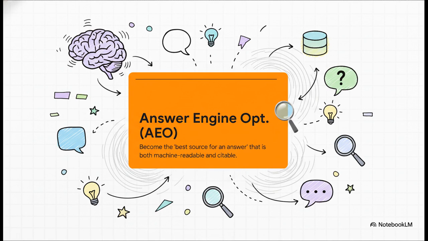What is that? Well, think of it this way. Your goal is to become the absolute single best source of truth for a really specific question. It's not about just being on the list of results. It's about being the answer that an AI can easily read, understand, and then point to and say, this is where I got it from.